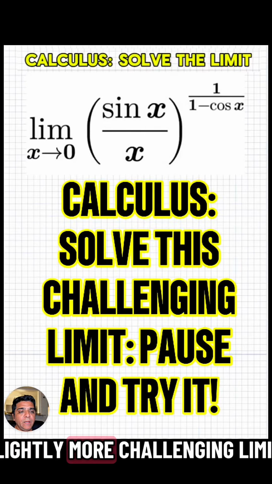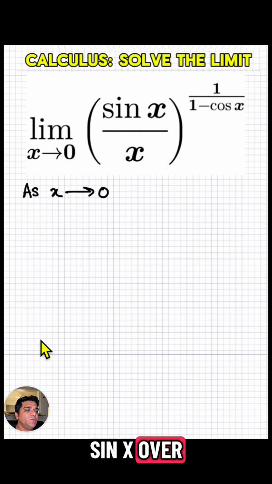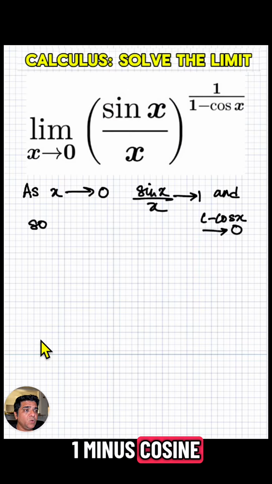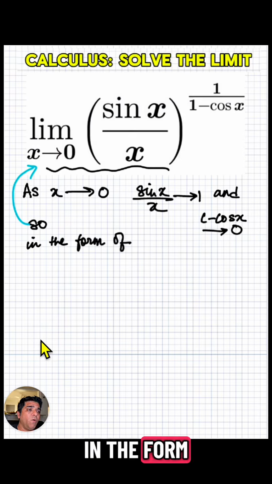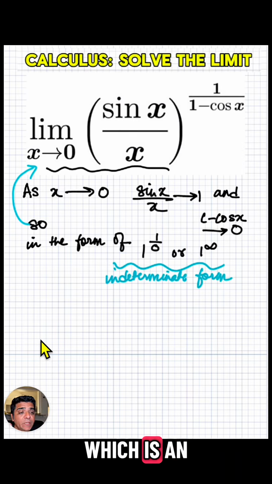Let's go ahead and try the slightly more challenging limit. So we have the limit as x approaches 0 of (sin x over x) raised to the exponent 1 divided by 1 minus cosine of x. We know sin x over x is 1 and 1 minus cosine of x is 0. So this is in the form of 1 to the power of 1 divided by 0, or 1 to the power of infinity, which is an indeterminate form.